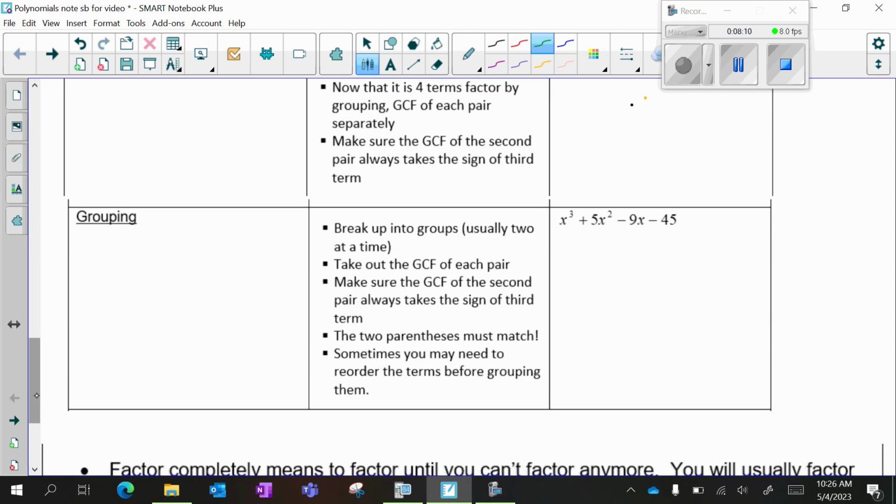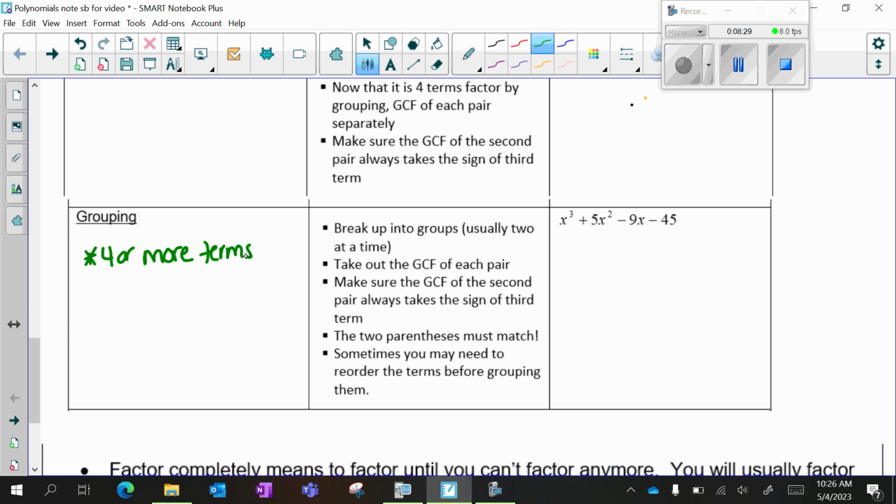And then lastly, grouping. You're going to do grouping when it's 4 or more terms. And we just did a little review of it, but I'll go through it again. You want to break it up into groups like we just did. I always try 2 at a time first. Sometimes if that doesn't work, you go to 3 at a time. Sometimes you'll need to rearrange.